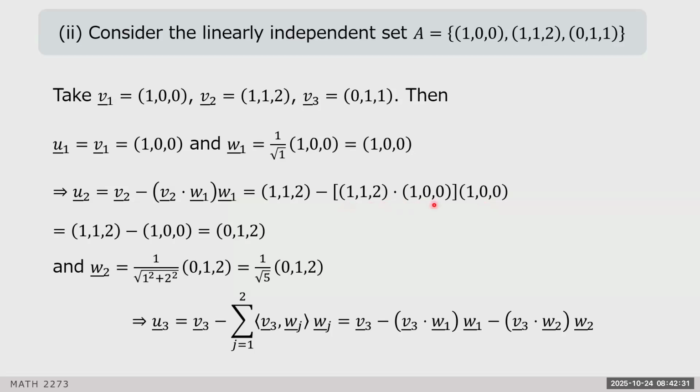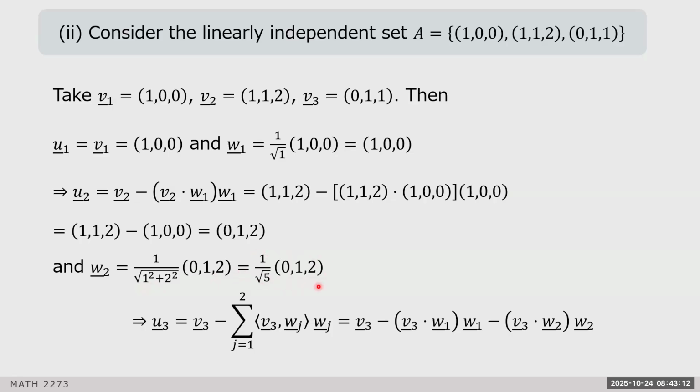This guy gives 1 by 1, which is 1, plus 1 by 0 is 0, plus 2 by 0, 0. So this gives 1 times 1, 0, 0, which is 1, 0, 0. So u2 is just the vector 0, 1, 2. Now we need to convert it into a unit vector. So W2 is U2 divided by its length. That's 1 squared plus 2 squared plus 0 squared; there's a 0 squared in here, but I didn't put it. So it's 1 over root 5 times 0, 1, 2. This is your W2.